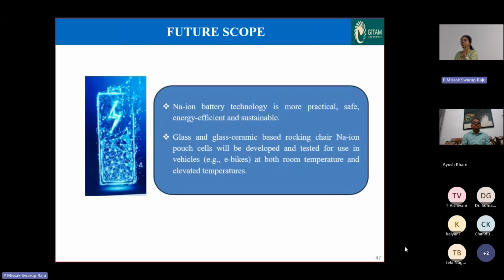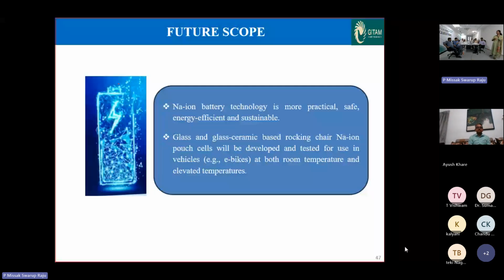So what is the future scope? This is the future scope. Sodium batteries are also used, but the next work is that this is not applicable at room temperature. At elevated temperatures, we are also using the sodium-ion batteries.